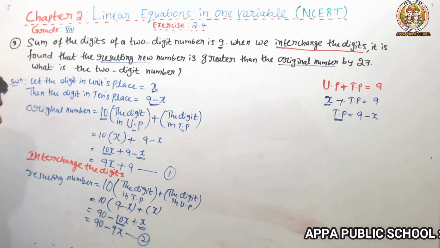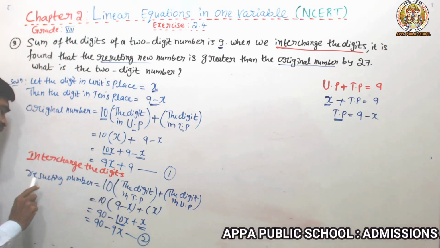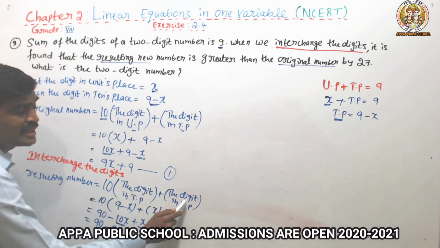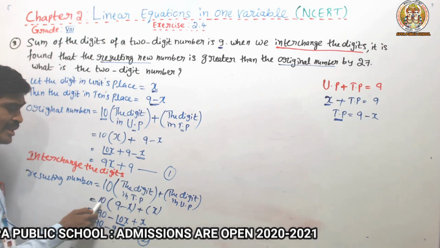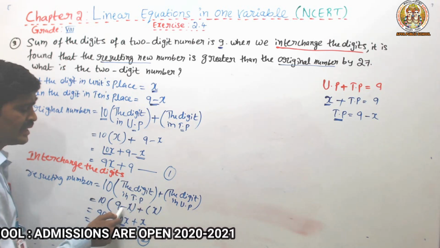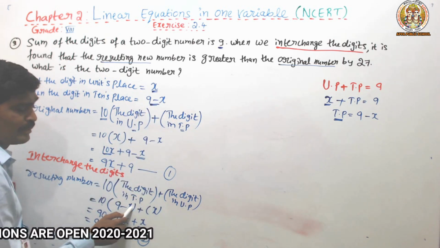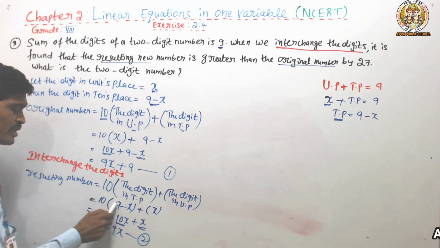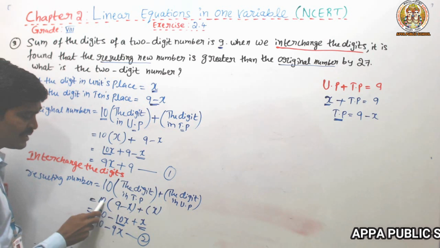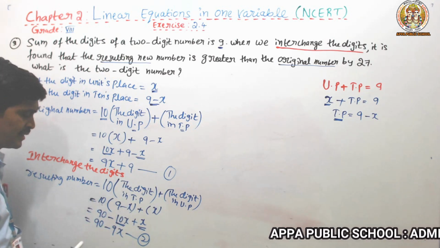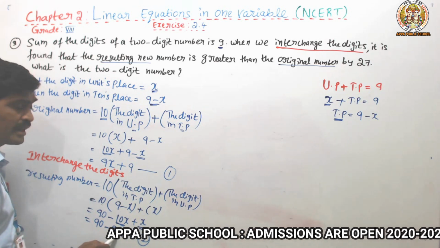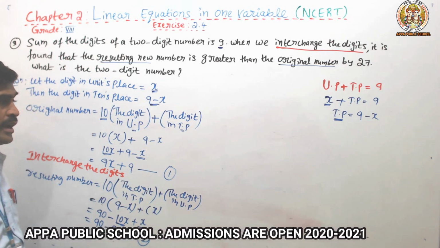Interchange the digits. Original number 10, think that resulting number. 10 into the digit in TP plus the digit in UP. So 10 keep as it is, substitute the value of 10's place here: 9 minus x, plus UP place value should be x. So 10 into 9, 90, plus into minus, minus 10 into x is 10x plus x. 90 keep as it is, minus 10x plus 1x should be minus 9x, equation number 2. Understood, my dear students?